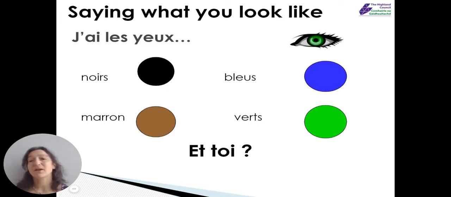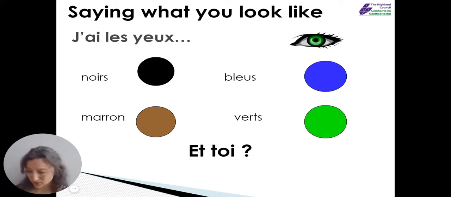So have a go thinking about your own eyes. How would you describe your eyes? Tu es comment is the question. What do you look like? Tu es comment? J'ai les yeux. Moi, j'ai les yeux marrons. Et toi? J'ai les yeux. Have a go. Tu es comment?